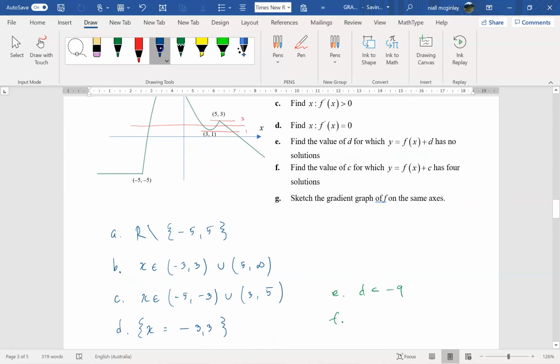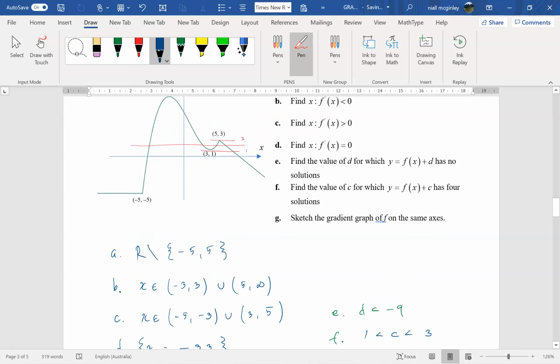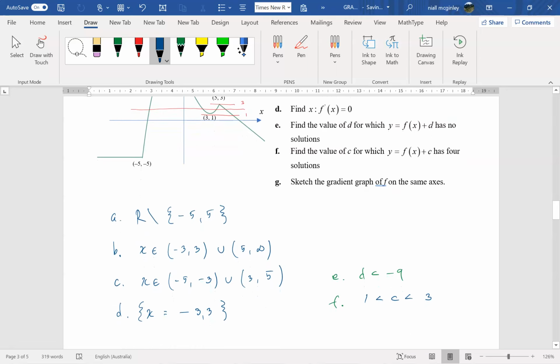You're not going to include these values, because if you move it down 3, then you're just going to have 1, 2, 3 solutions. If you move it down 1, you'll have 1, 2, 3 solutions. Okay, so that means that I've written that wrong. So if you're moving it down, it's going to be like this.